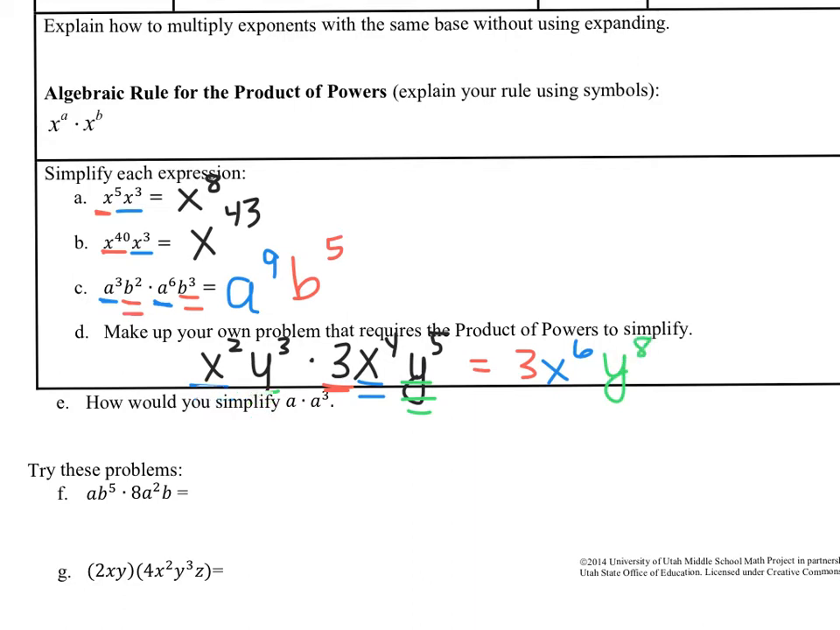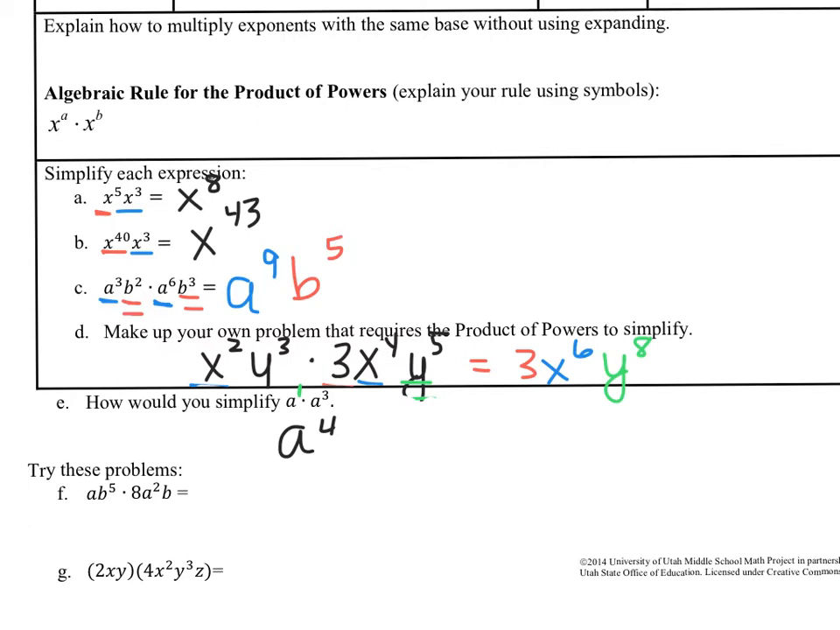If I look at the next problem, I've got a times a to the third. We talked about how a is really a to the first power. So if I have a to the first times a to the third, 1 plus 3 is going to give me 4. A to the fourth.